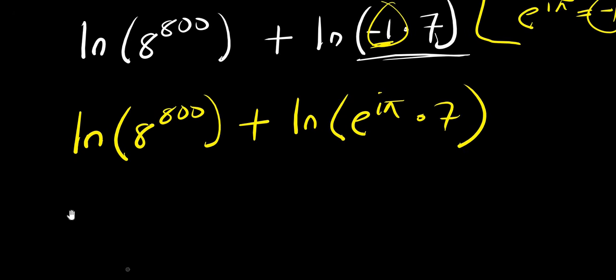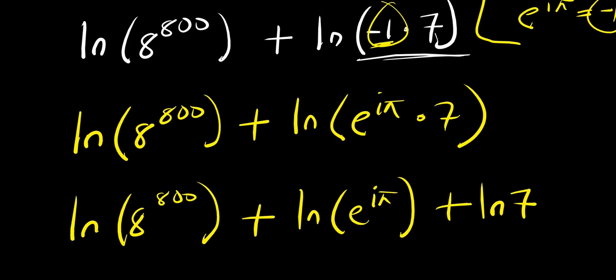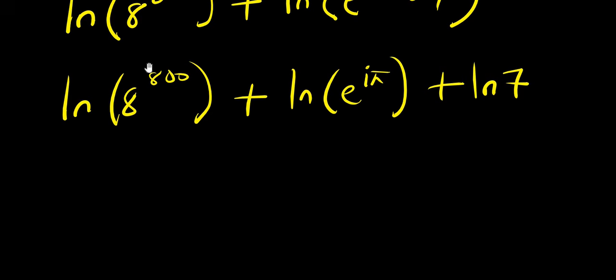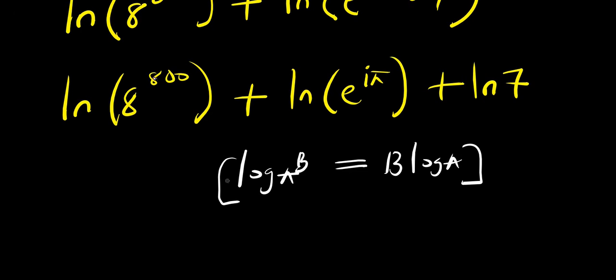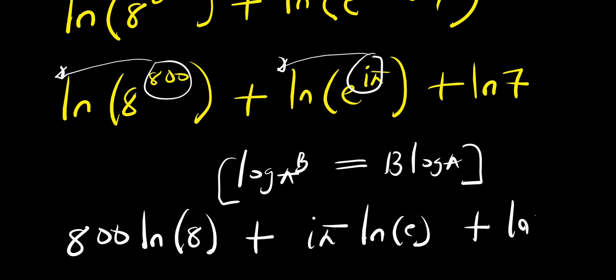So that means we are simply going to have natural log of 8 power 800 plus natural log of e power i times pi plus natural log of 7. So let's apply this other property of log. If you have log a power b, this equals b times log a. So the 800 comes behind natural log. The i pi comes behind the natural log. You have 800 times natural log of 8 plus i times pi times natural log of e plus natural log of 7.